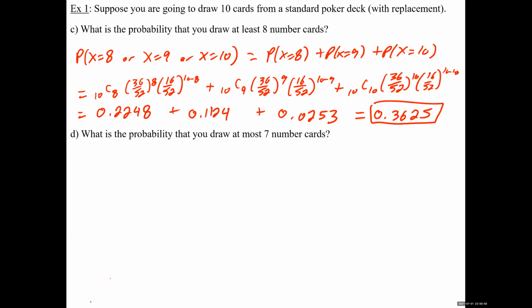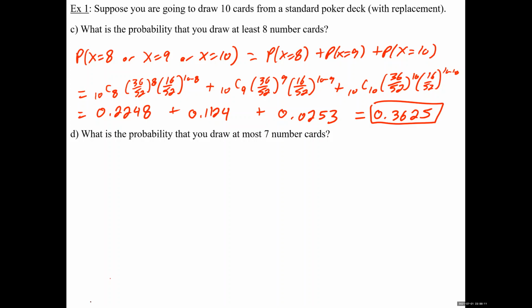7 or 6 or 5 or 4 or 3 or 2 or 1 or 0, all the way down to 0. But if you write that out, that's like 8 terms. That's kind of nasty. But you can do it that way, where you write all 8 of them out and then do it. But there's a little trick that I want to show you that works sometimes. So it's something to try if you have a lot of terms.